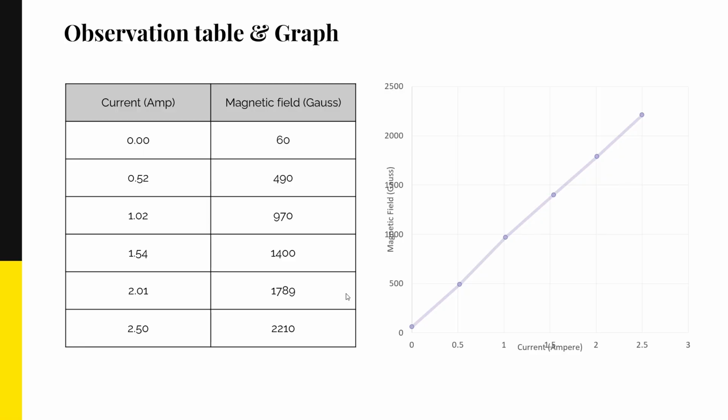So these are the observations I recorded from the experiment, which turned out to be linearly related. So the current and the magnetic field are linearly related. As we increase the current, the magnetic field also increases.